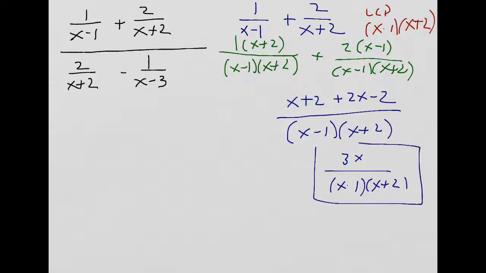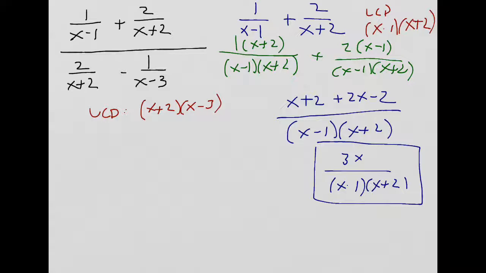And this is just what we get when we simplify the numerator. The good thing about that is we've simplified it into one fraction. Now let's do the same with the denominator. We have 2 over x plus 2, and then 1 over x minus 3. So let's write this down. What is the LCD here? Similarly, the LCD is just each of those: x plus 2 times x minus 3.